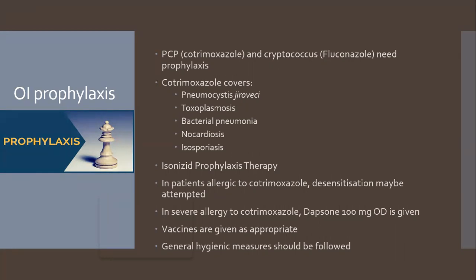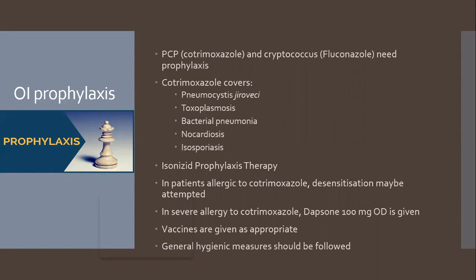Because once the CD4 count is falling, we are very sure that the patient is going to get some infections. So we give some antibiotics to prevent the occurrence of infection. Only for 2 infections are we going to give antimicrobial prophylaxis. One is cotrimoxazole prophylaxis for Pneumocystis pneumonia, and fluconazole prophylaxis for cryptococcosis.